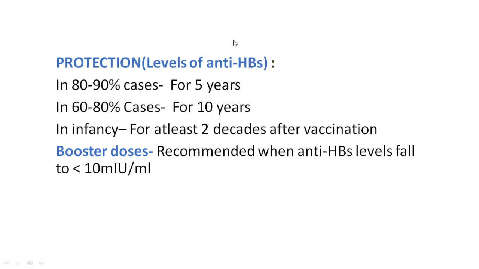Anti-HBs levels will tell you how protected you are. In 80 to 90% of cases, protection lasts 5 years. In 60 to 80% it lasts 10 years. In infancy, it lasts at least 2 decades after vaccination. Booster doses are recommended when anti-HBs levels fall to less than 10 milli international units per ml. So always get anti-HBs levels checked 6 months after vaccination first, then you can get it done every year as healthcare workers.